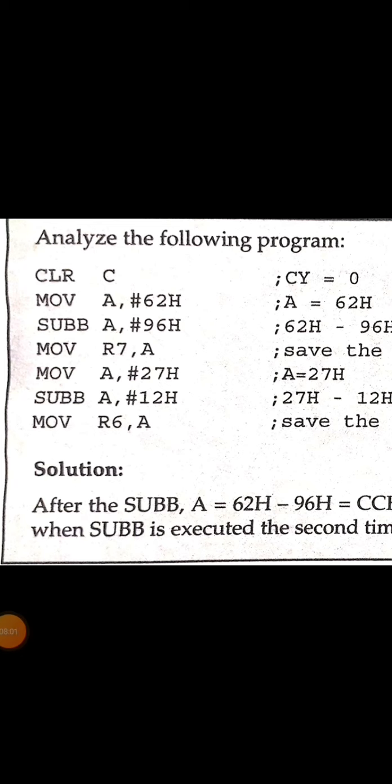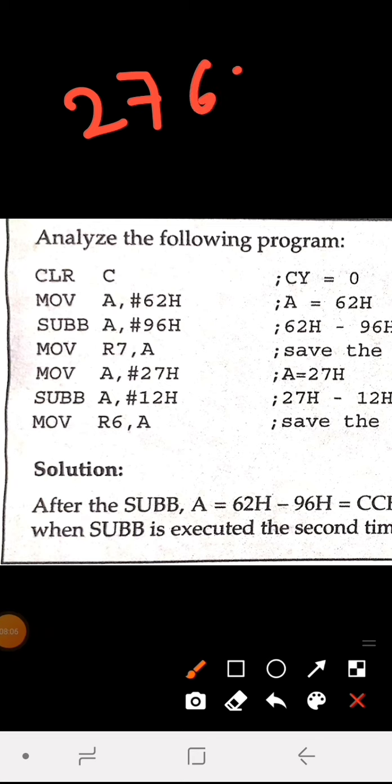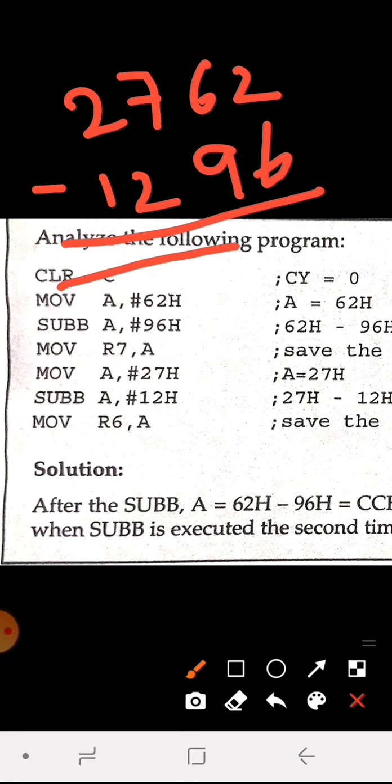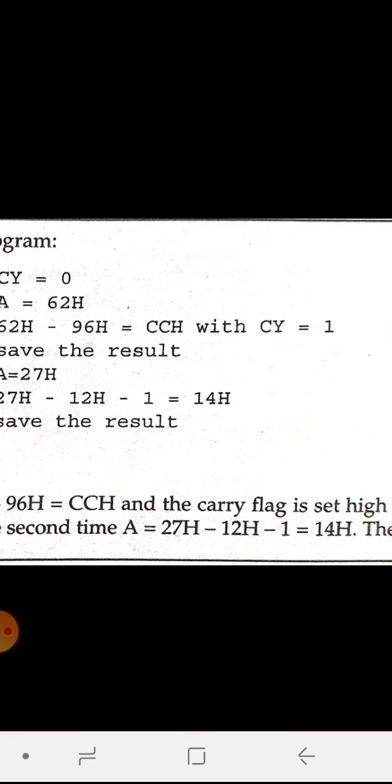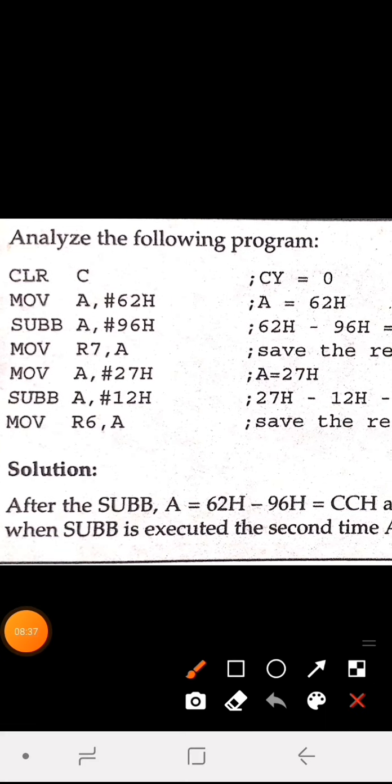We have taken the subtraction here. So we are trying to perform the subtraction of 2762 minus 1296. Now first we have to execute the lower order byte, then we have to move with the higher order byte. So that's why you can see we have set CY equal to 0. Next we are moving 62 to A and performing the first subtraction SUBB 96H, right. So after this subtraction you will get carry flag equal to 1, which will be taken for the next higher level.